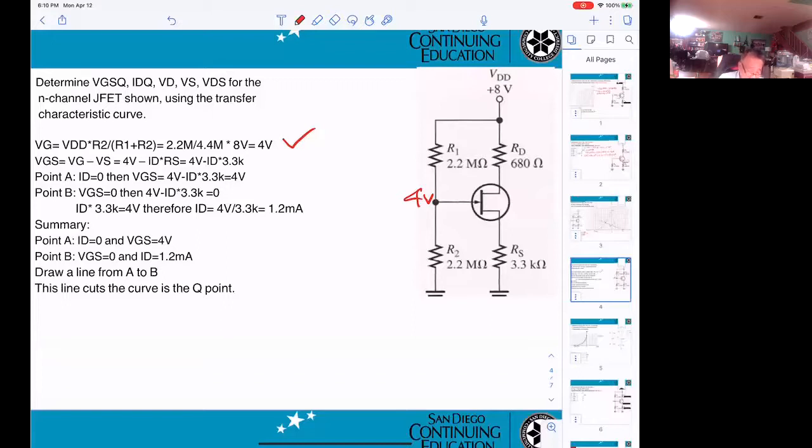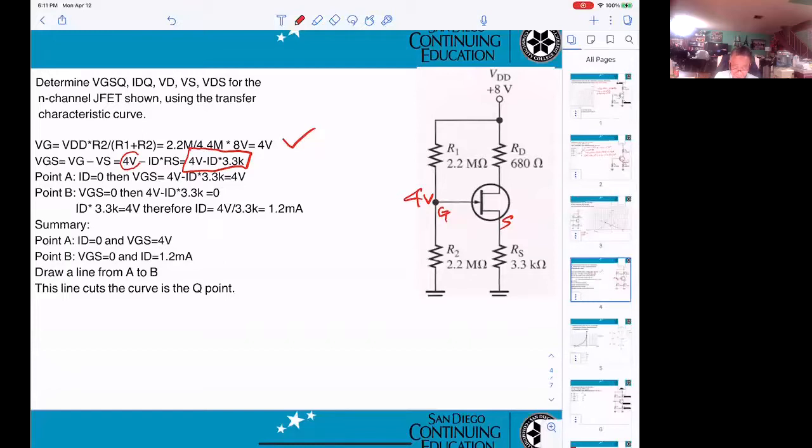Then now you can calculate the VGS. VGS equals VG minus VS. And VG, you already got 4 volts right here. And minus VS, which will be equal to IS or ID times RS. So now you get this equation. Okay?